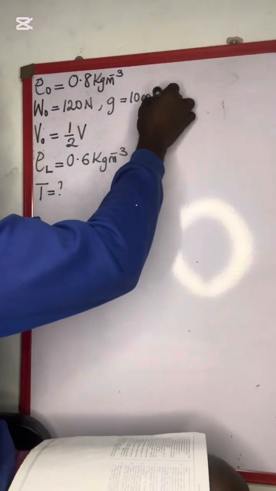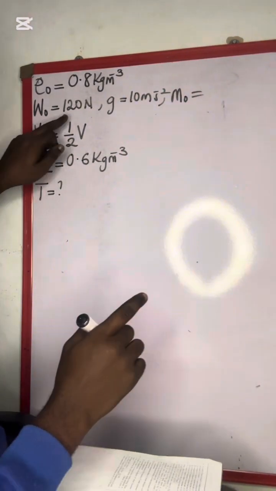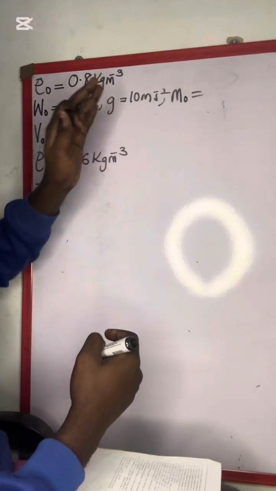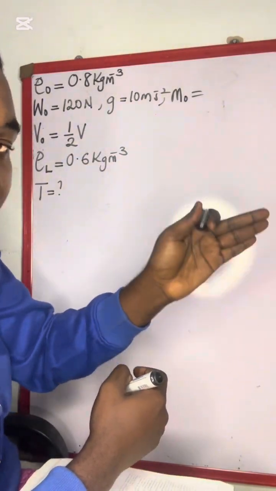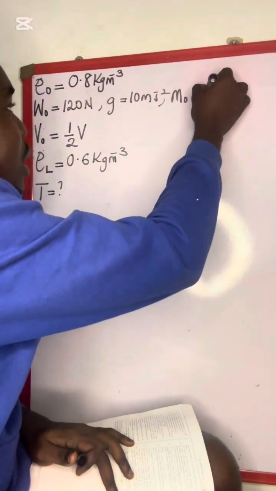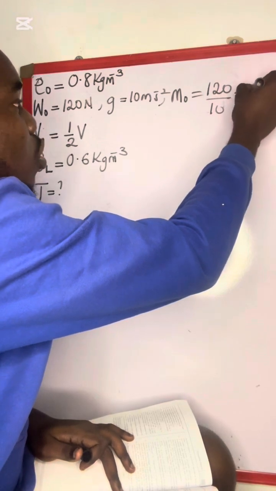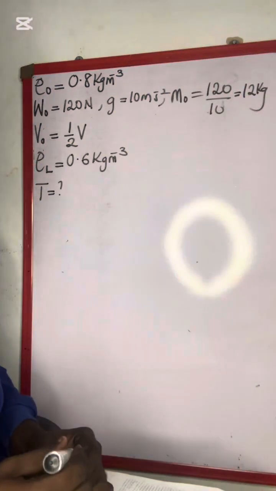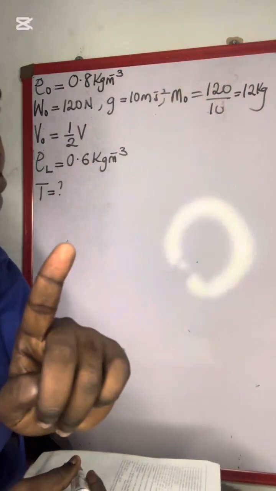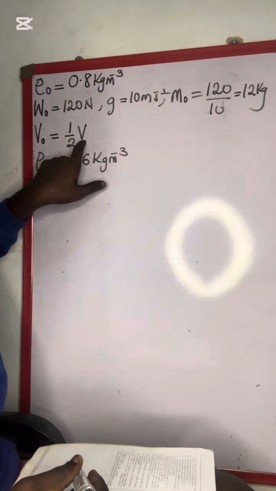Let's quickly bring out the mass of the object. The mass of the object will be the weight of the object divided by g, because we all know weight equals mg. Therefore, m equals weight divided by g. And that will give you 120 divided by 10, and that should be 12 kilograms. So we know that the mass of the object is 12 kilograms. Why did we bring out the mass? Because we need to know the volume of the object.